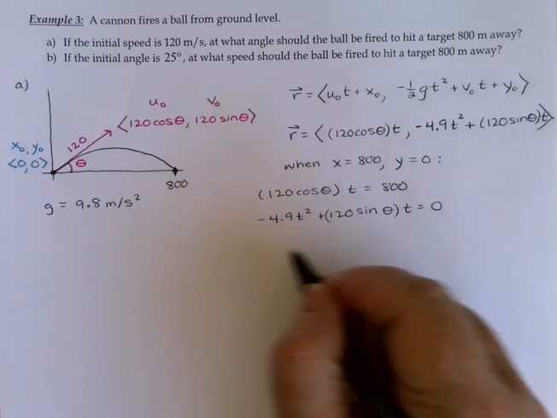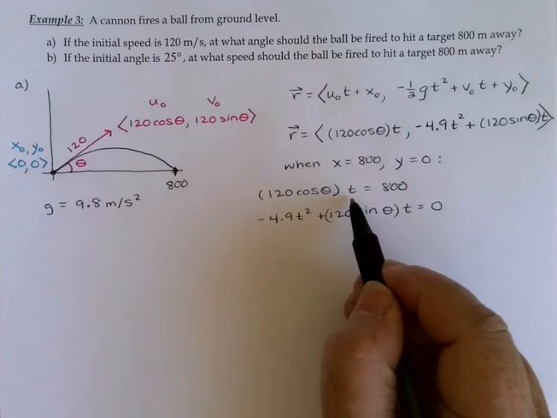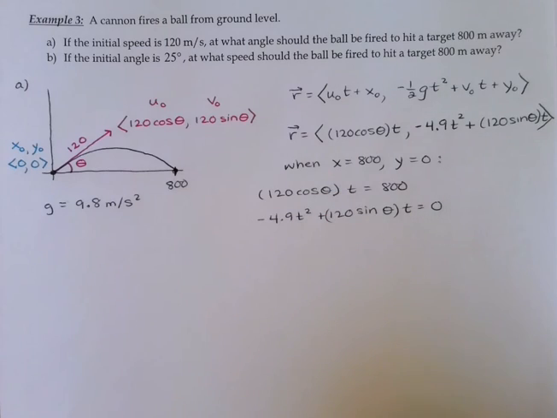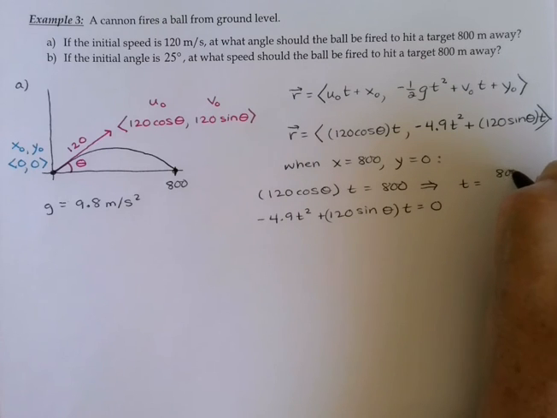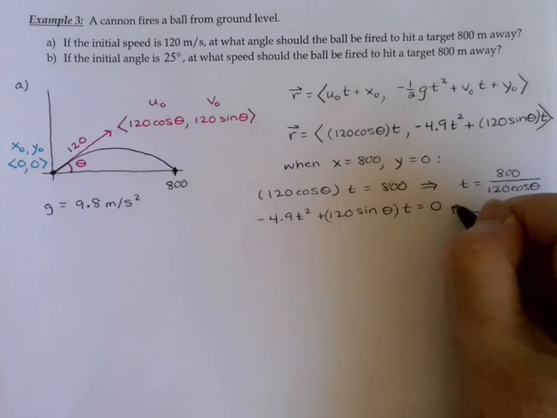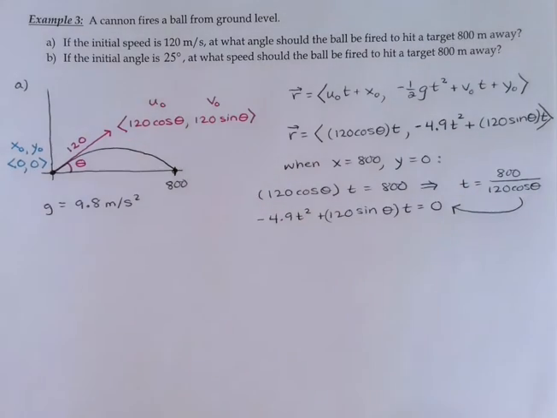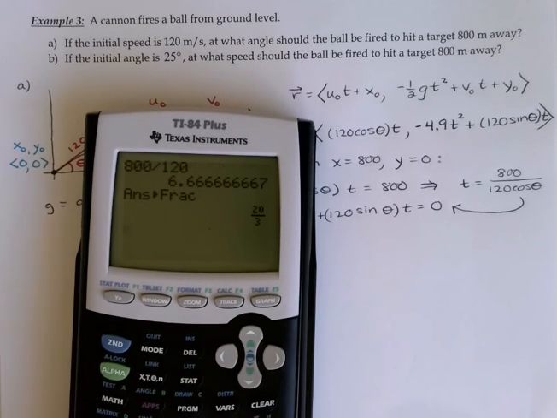Let's see. It's not a linear system, so my little app on my calculator is not going to help me this time. Instead, I think I'm going to go ahead and solve for t in this top equation. It's pretty easy to solve. And then I'll substitute into the bottom equation. So t would be 800 over 120 cos theta. And I'm going to substitute that into here. Let's see, let's just reduce that fraction first. Keep our numbers as small as we can. Looks like 20/3.